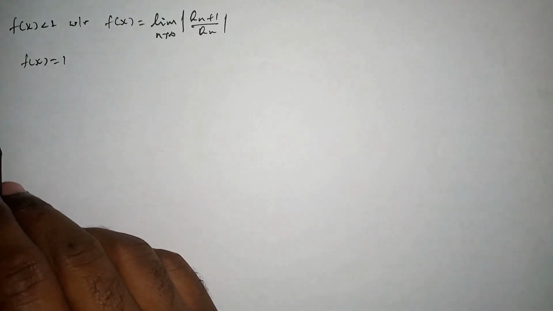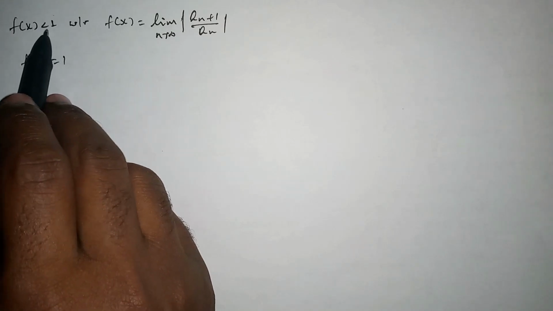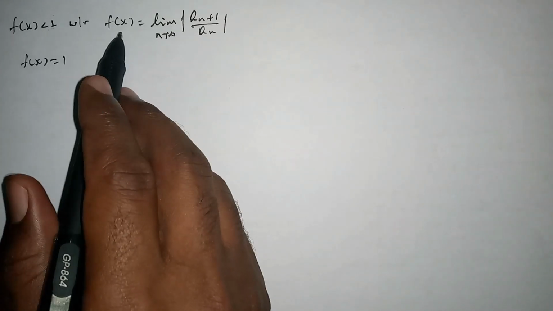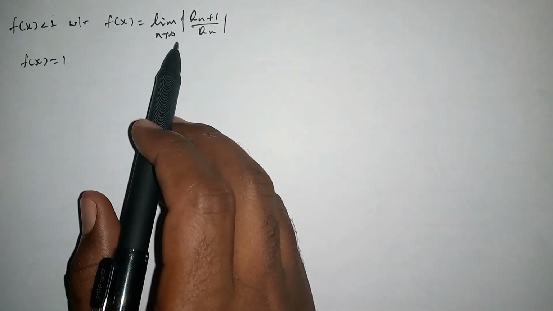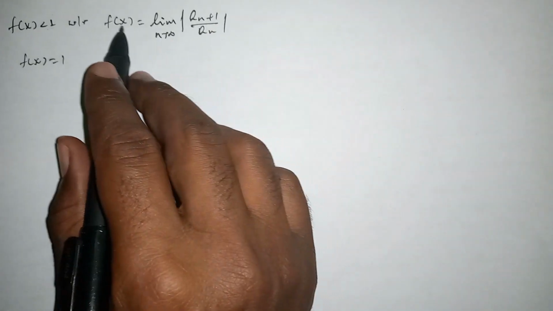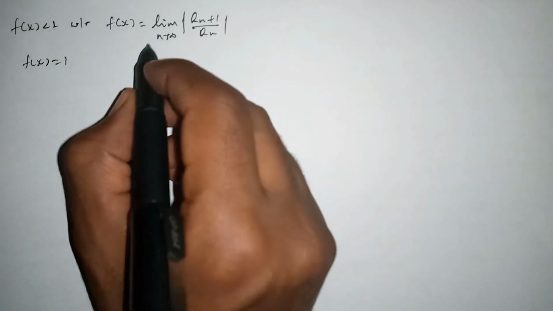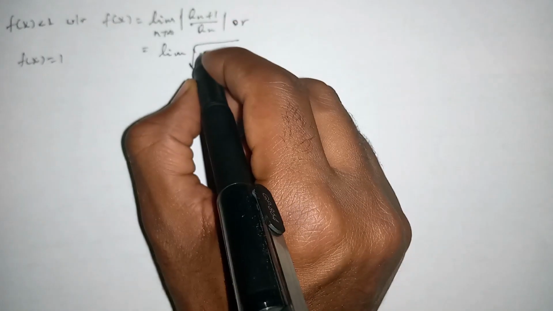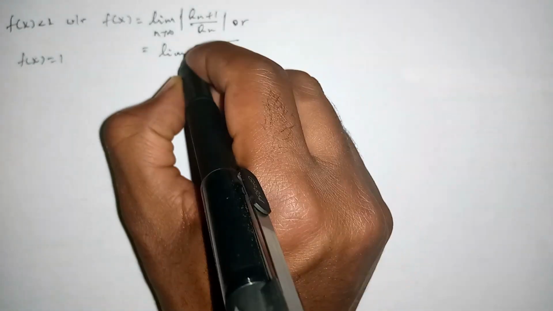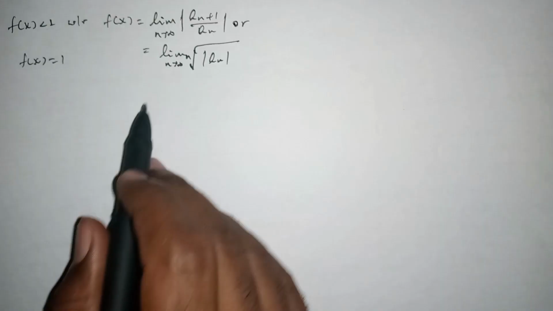The interval of convergence is the set of values of x for which f of x will be less than 1, where f of x is the result of the generalized ratio test or root test, i.e. if f of x is equal to the limit of absolute value of a n plus 1 over a n as n approaches infinity, or is equal to the limit of the nth root of the absolute value of a n as n approaches infinity. F of x is those expressions.